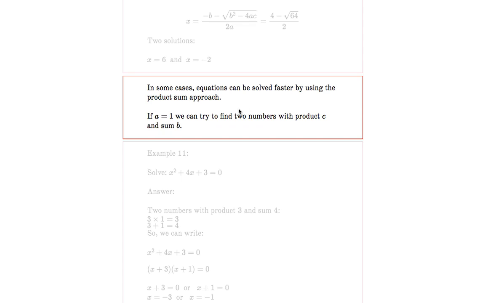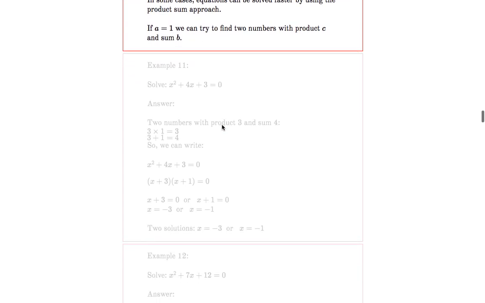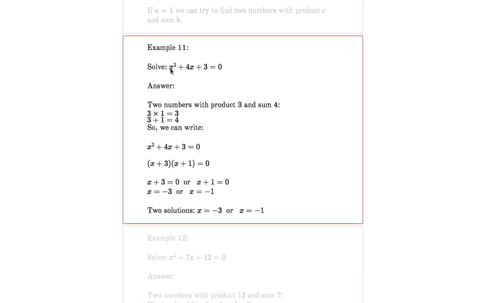Sometimes we don't have to use the ABC formula. We can use a second approach, which is the product sum approach. And that is normally the case when a is 1. So let's look. A is 1, C is 3, and B is 4.